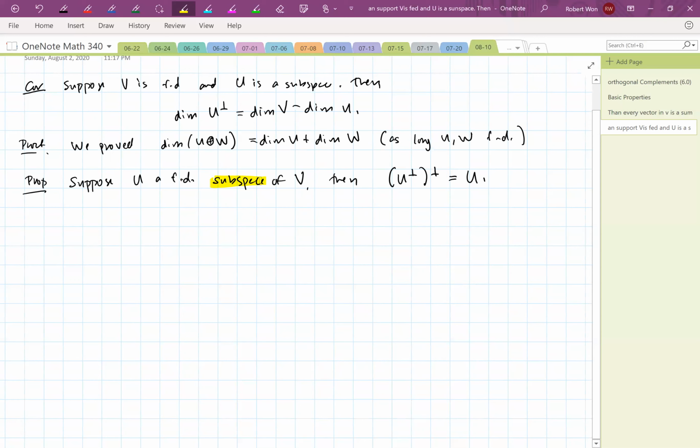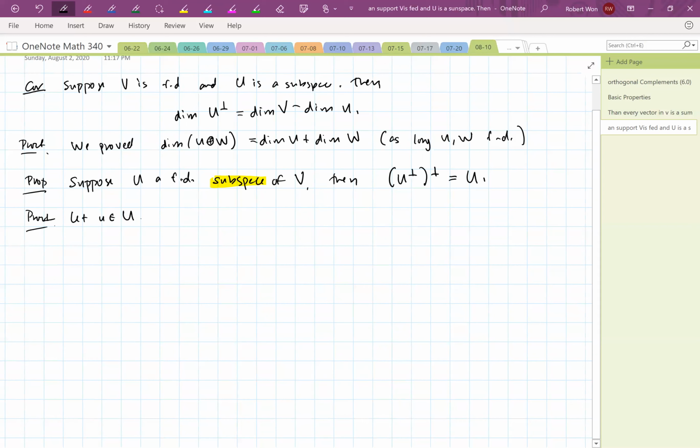If I said subset, then I could take a subset that wasn't a subspace. And then if you take its perp, you get a subspace. You take the perp again, it's still a subspace. So if you started with something that's not a subspace, you can't hope to get U back if you perp twice. But here I've said that U is a subspace, so this result seems reasonable enough.